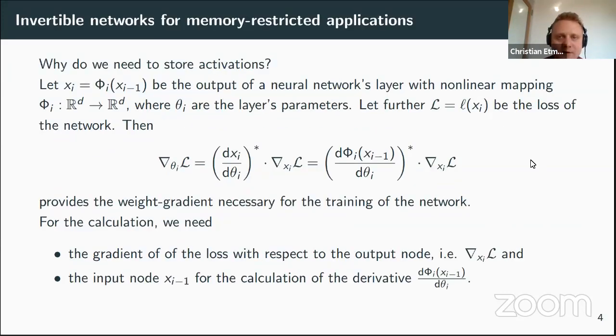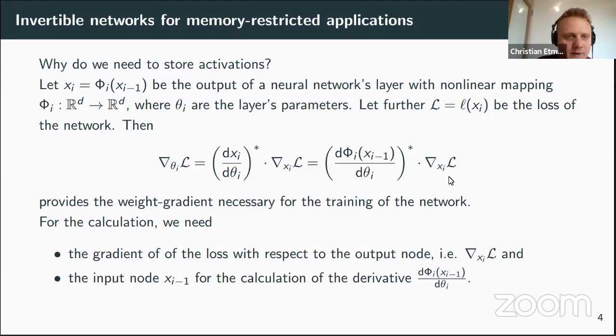Okay, so I already mentioned that invertible networks or invertible layers are one way of solving this memory constraint problem. So the big problem about high dimensional data is the fact that we need to store activations. And this is because for the backpropagation algorithm, which we need for calculating gradients with respect to weights, we need to store all of these activations in order to be able to apply the chain rule.